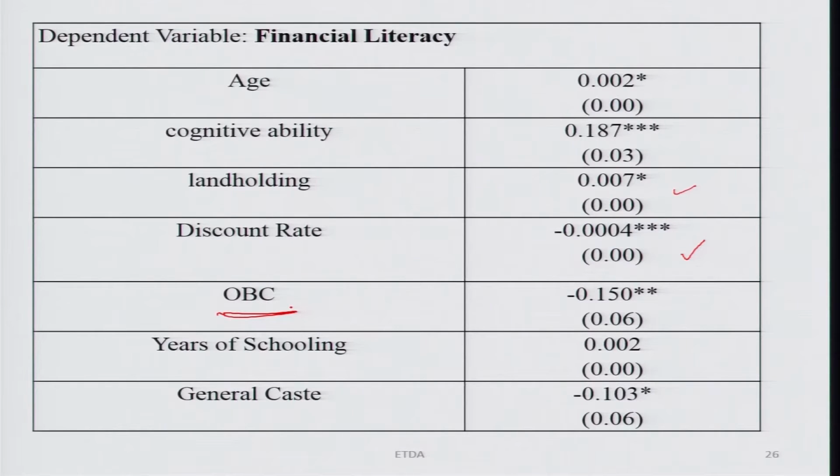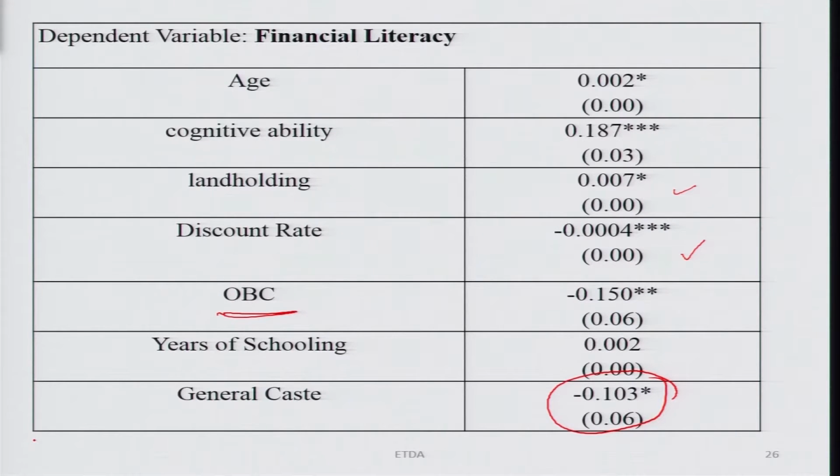So, this is the OBC category, and they have lower financial literacy compared to the SC/ST category in this case, which is the omitted category. And then years of schooling does not affect your financial literacy, and again if you belong to the general caste as opposed to the scheduled caste or the scheduled tribe, then you have lower financial literacy.